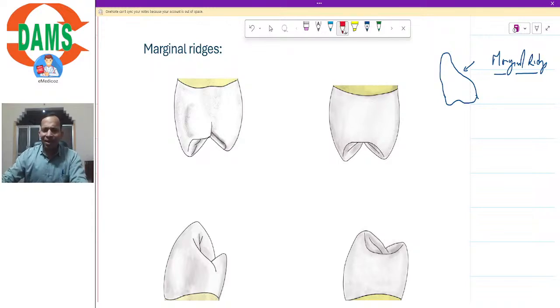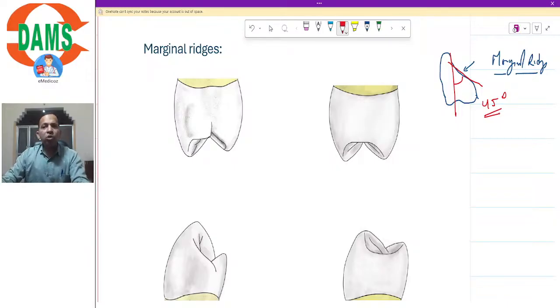And yesterday, I think I did not mention that this marginal ridge is at an angle of 45 degrees, right? They are not horizontal or vertical, they are inclined. These marginal ridges are inclined in the anteriors and they make an angle of approximately 45 degrees. And I also told you yesterday that the mesial marginal ridge is larger or longer as compared to the distal marginal ridge.